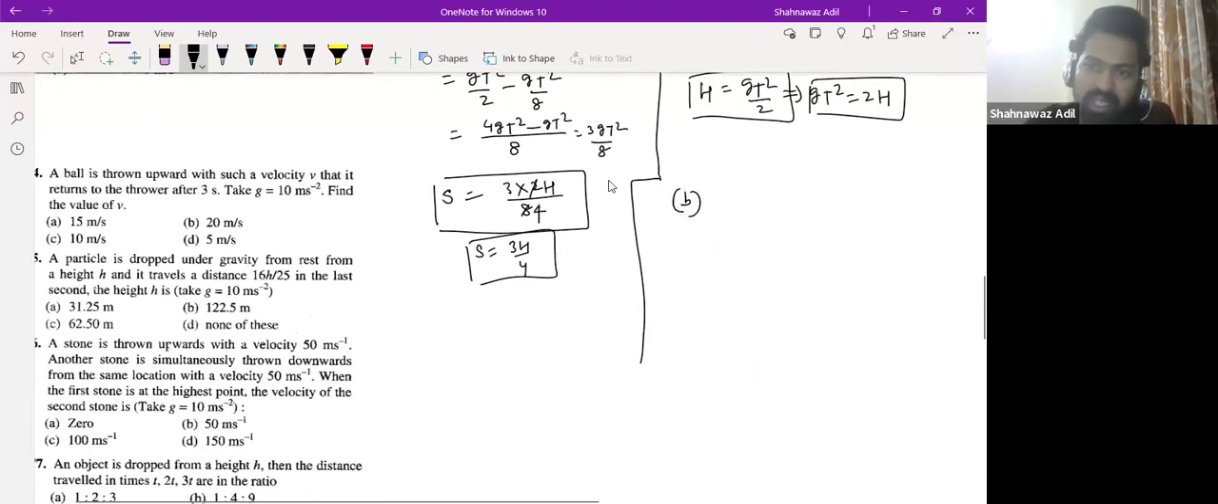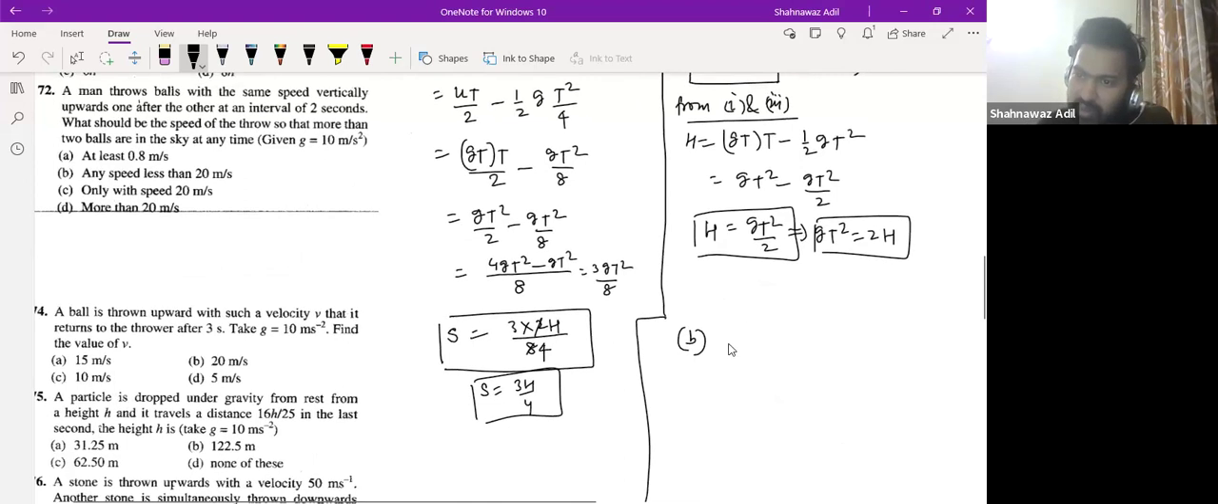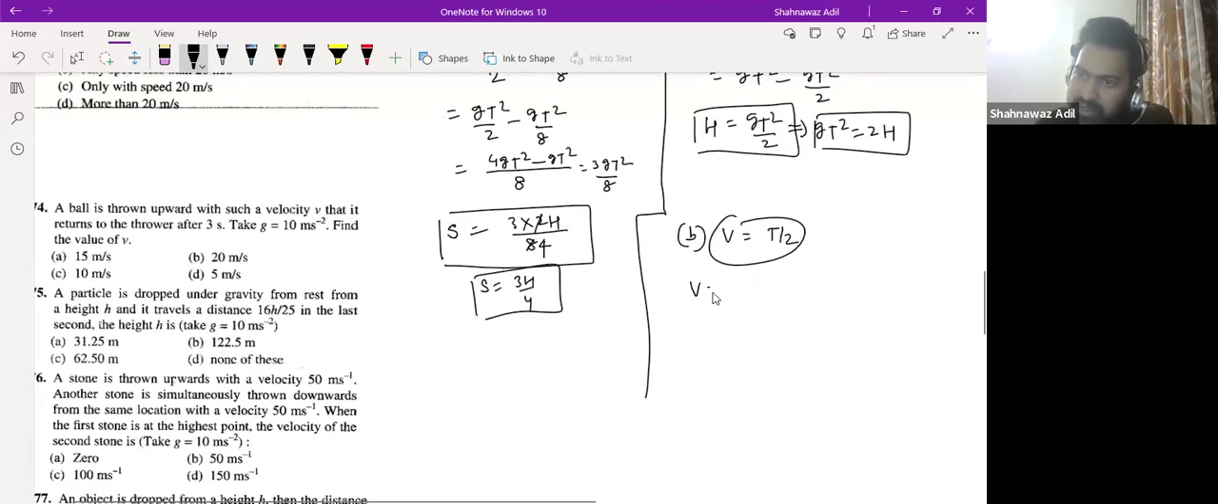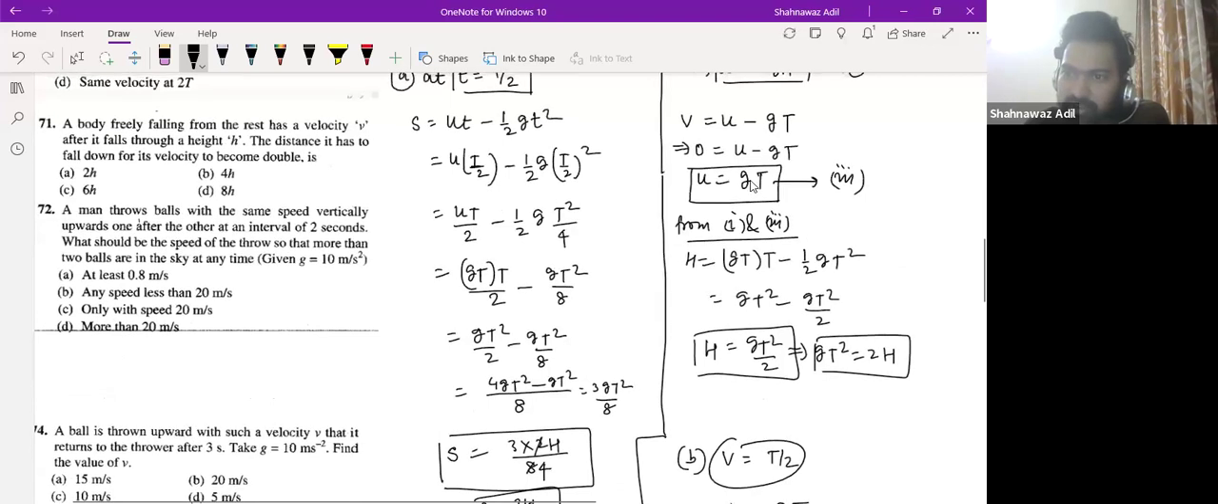So option B is saying something about the velocity at t by 2 seconds. So what would the velocity at t by 2 seconds be? We know that v is u minus gt, and we know that gt is u.